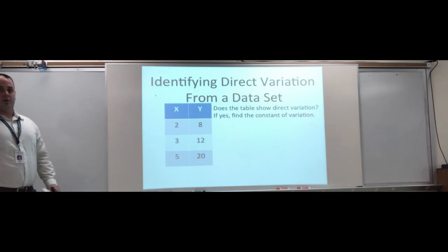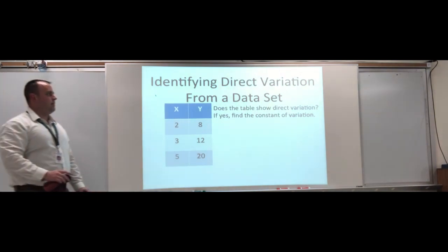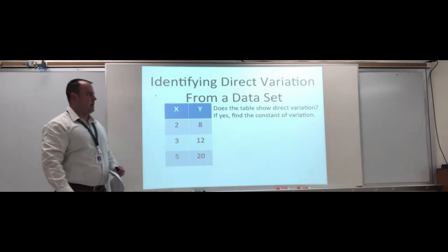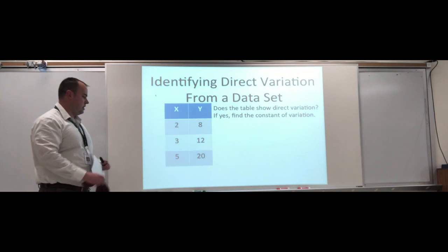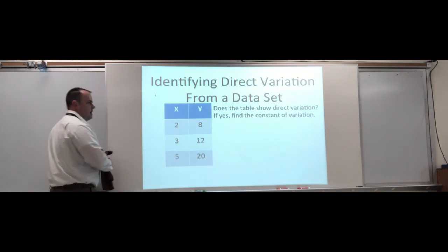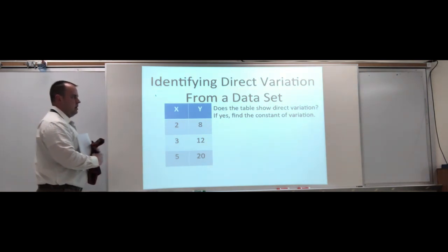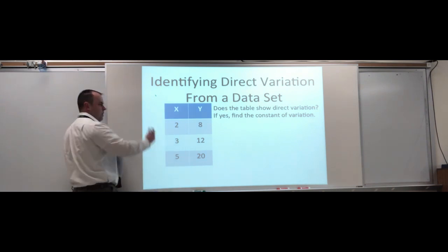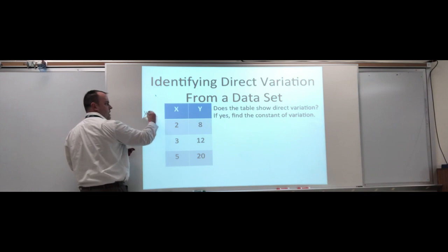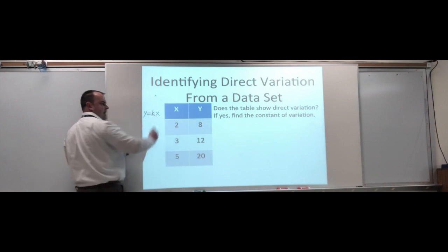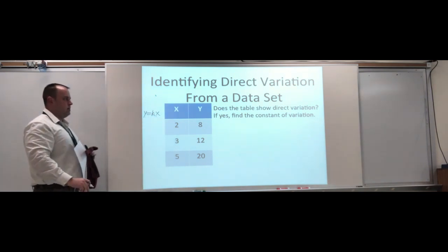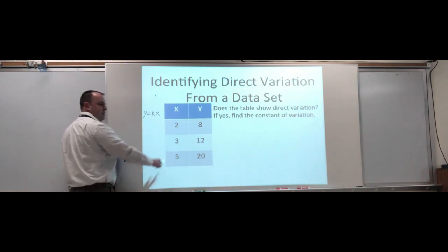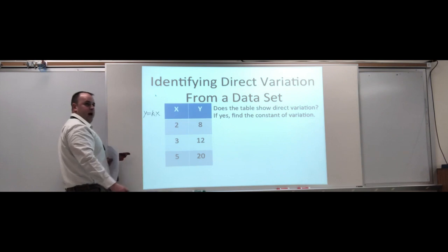Now, this is a problem that we looked at in chapter 2. Identify direct variation from a data set. Does the table show direct variation? And if yes, find the constant of variation. What we looked at here was whether this is direct variation or not, that's what we want to solve for. We know direct variation is y equals k times x. So to see if this is direct variation, that means for each one of these relationships, the constant is going to be the same. That's why it's a constant.